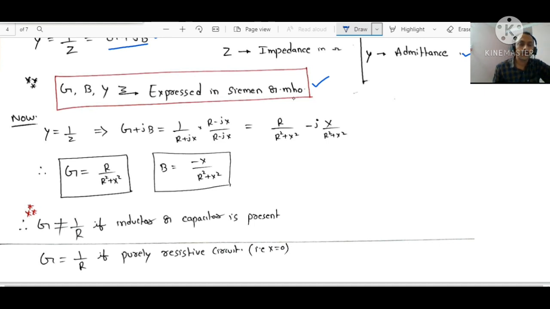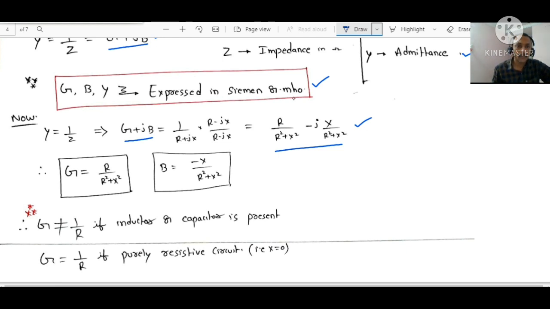Observe, dear students, Y equal to 1 by Z. But what is Y? G plus JB we are taking. Now Z, 1 divided by R plus JX. Just simply multiply numerator and denominator with R minus JX. What we will get? R divided by R square plus X square minus J times X divided by R square plus X square. This step also most of the students will do, not a problem.